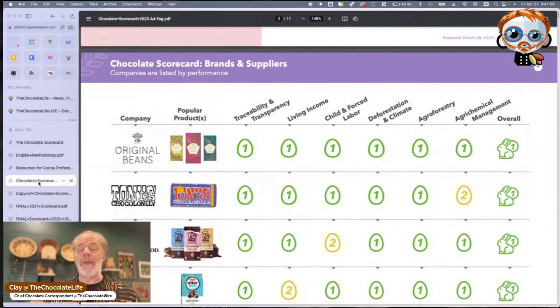But if I am a good citizen in sourcing my cocoa, but I have my chocolate manufactured for me by a company that is not a good citizen, I think that should affect my score, right? Personal opinion, it's not reflected in here.